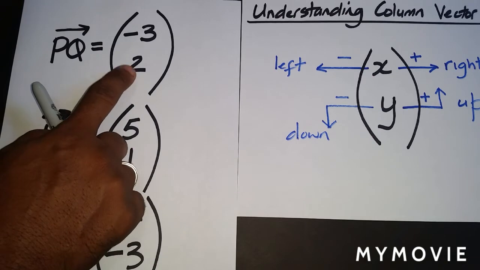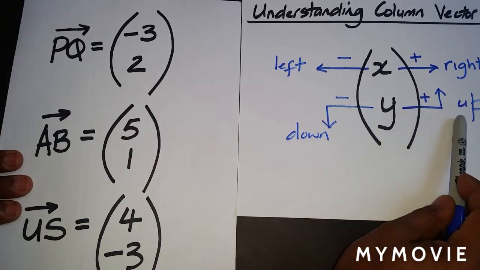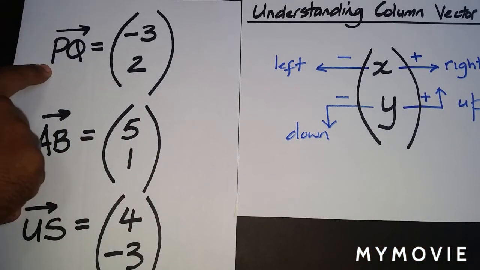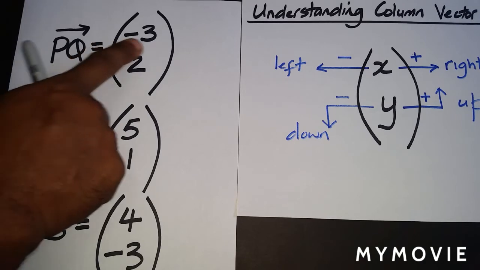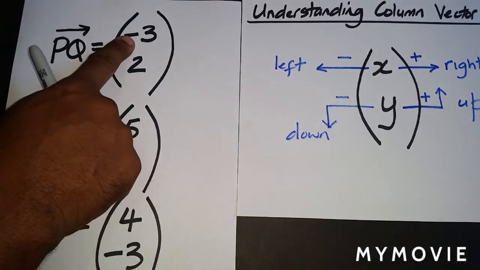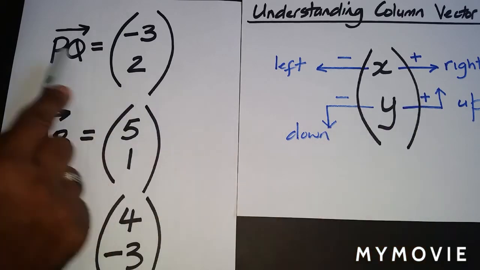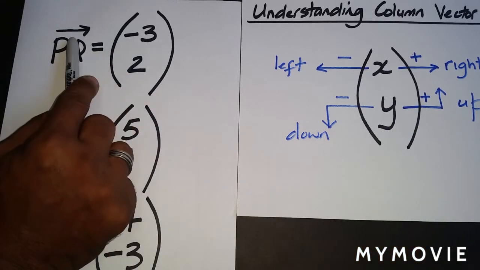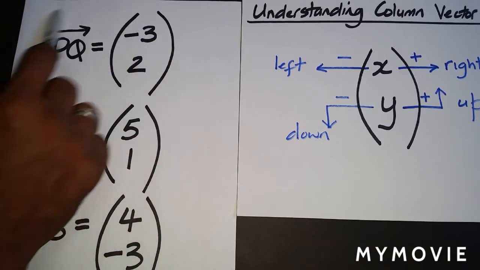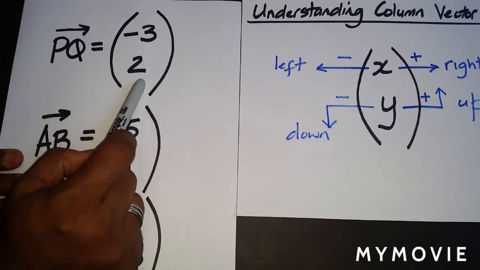And the bottom number is what we look at next. This is +2, and because it's +2, the vector is going up. So here's how you describe vector PQ. We have a vector called PQ, and that vector is moving 3 spaces to the left because it's negative, and 2 spaces up because it's positive. So vector PQ is moving 3 spaces left and 2 spaces up. We're just focusing on vector PQ for a second. PQ is moving 3 spaces to the left and 2 spaces up.